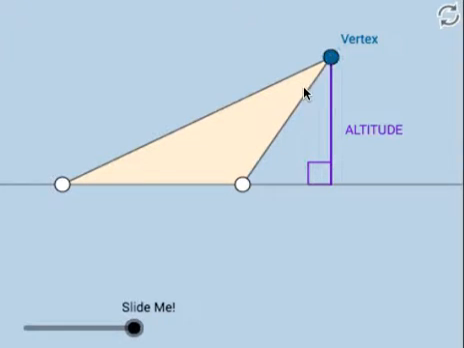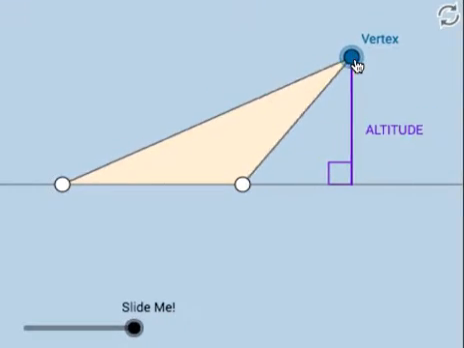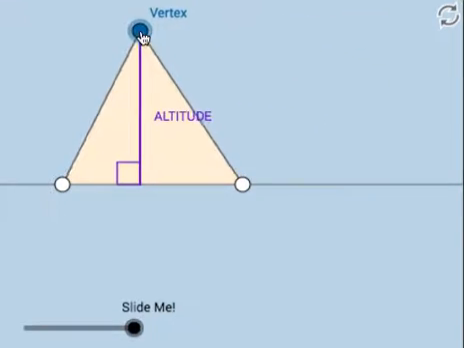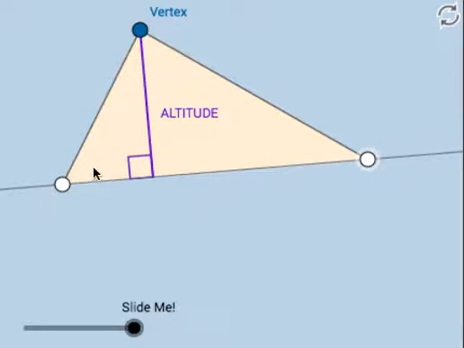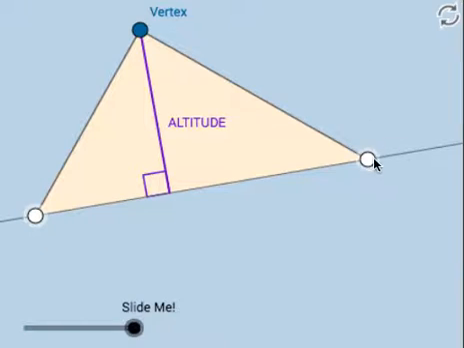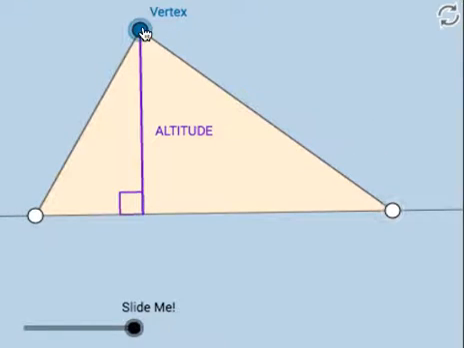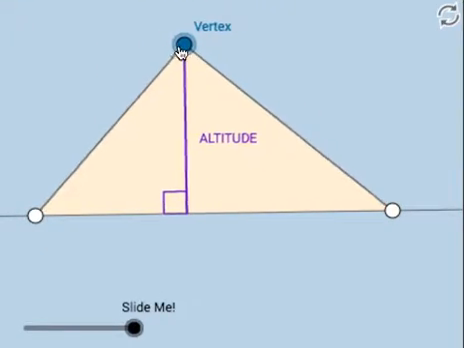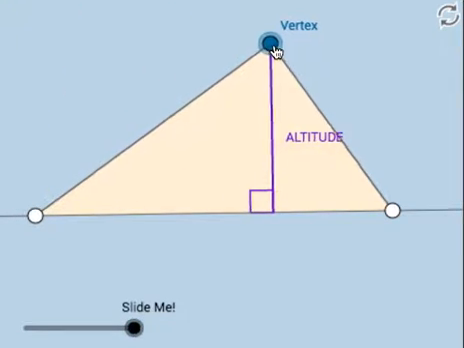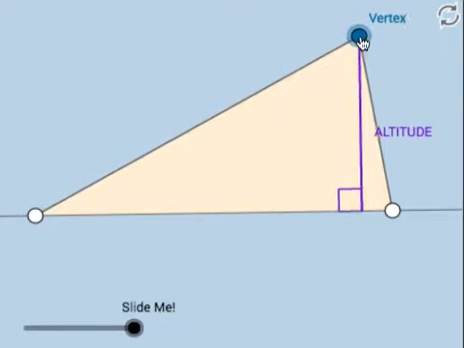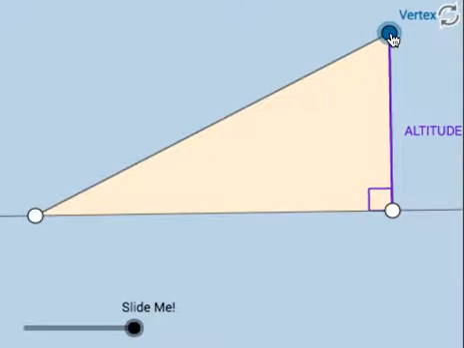Notice here the altitude lies outside the triangle. And sometimes the altitude of a triangle can definitely lie inside of it. The length of the altitude is called the triangle's height. But is it ever possible for the altitude to be a side of the triangle? To answer that question, I would have to say, well, yes. Look at that. What kind of triangle do we have here? That's right, it's a right triangle.